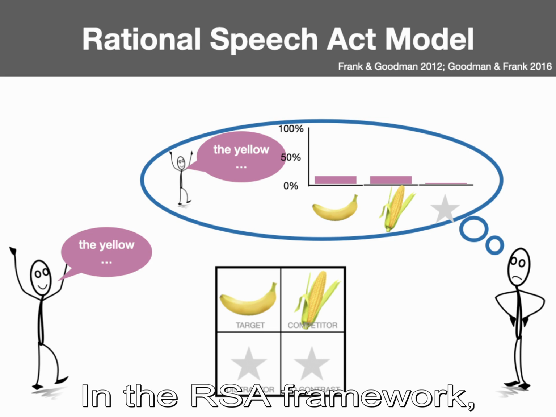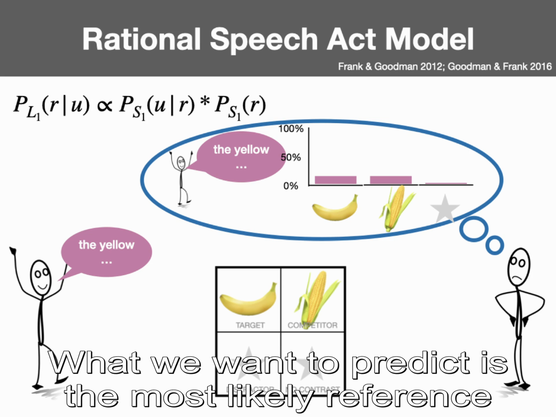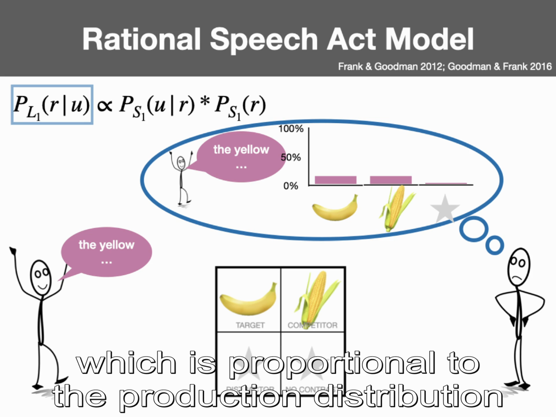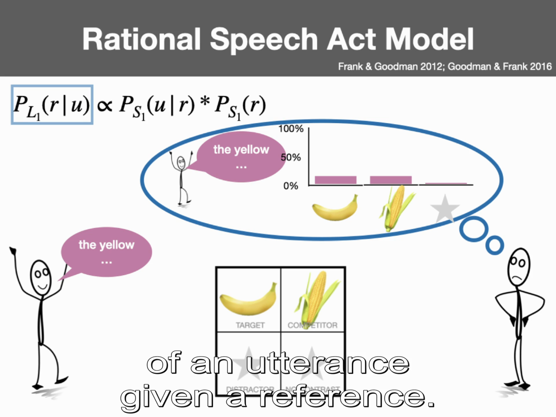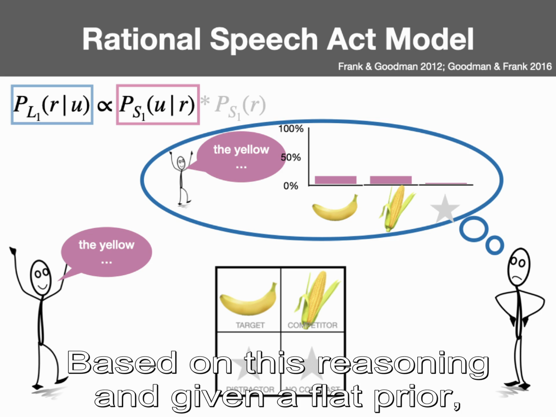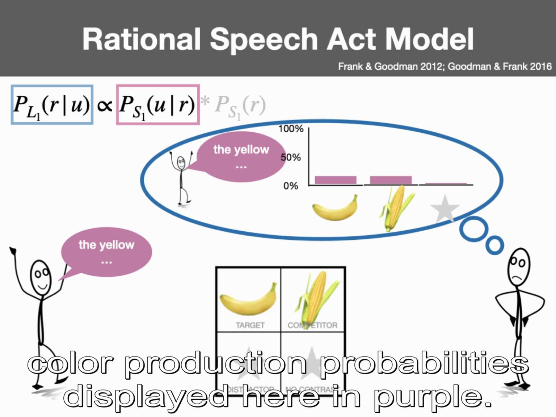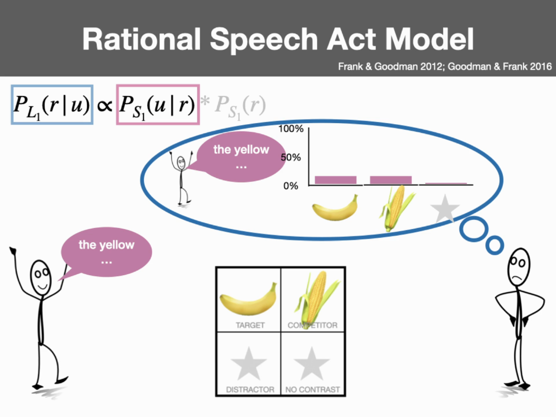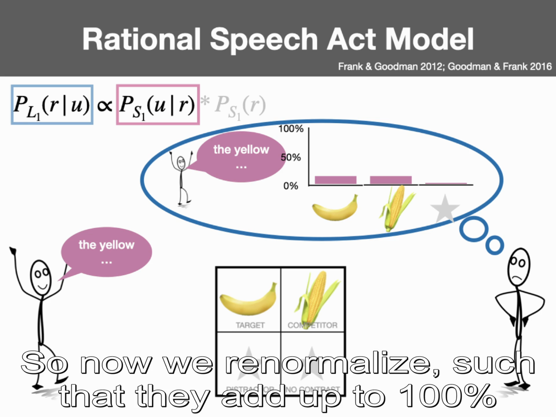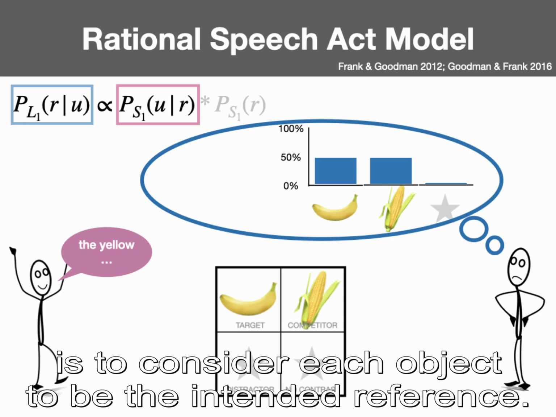In the RSA framework, this reasoning is formulated by Bayes' rule. What we want to predict is the most likely referent given an utterance, which is proportional to the production distribution of an utterance given a referent. Based on this reasoning, and given a flat prior, the predicted interpretations are simply the renormalized color production probabilities displayed here in purple. So now we renormalize such that they add up to 100%, and now in blue we have the predictions on how likely a listener is to consider each object to be the intended referent.